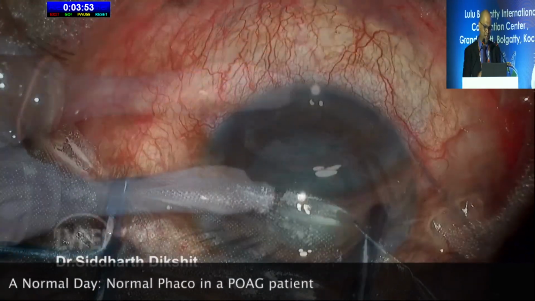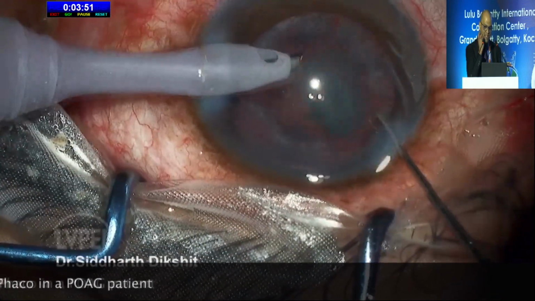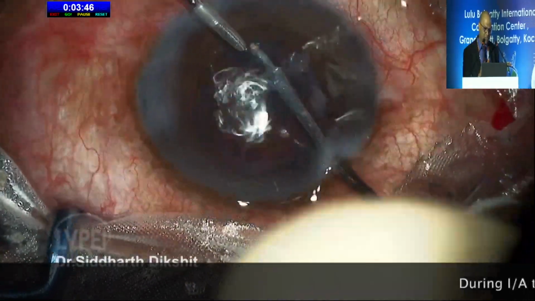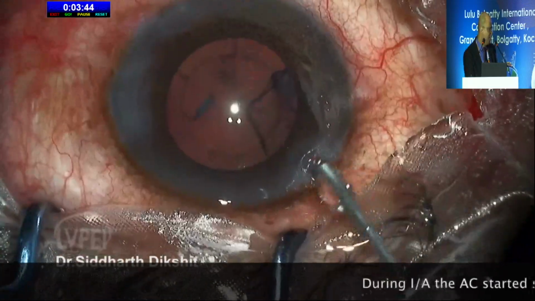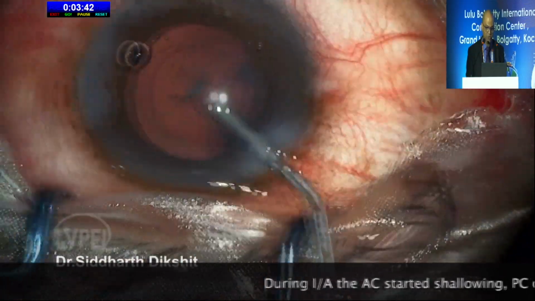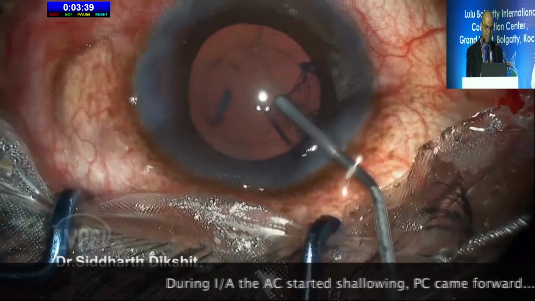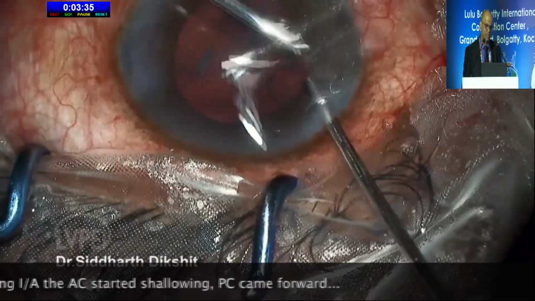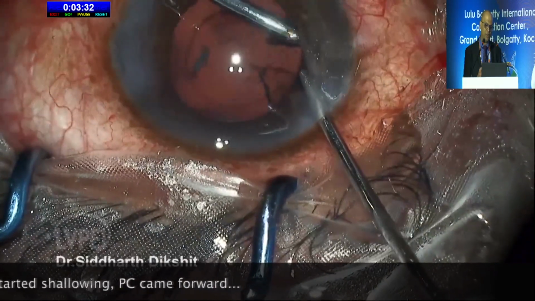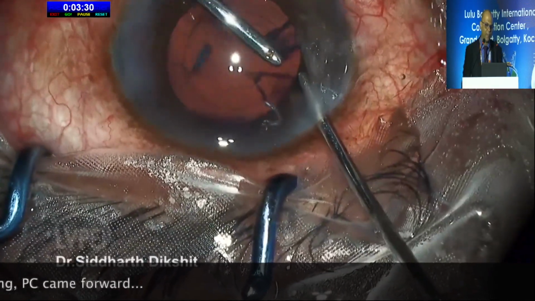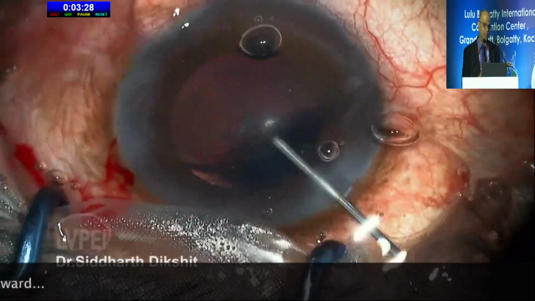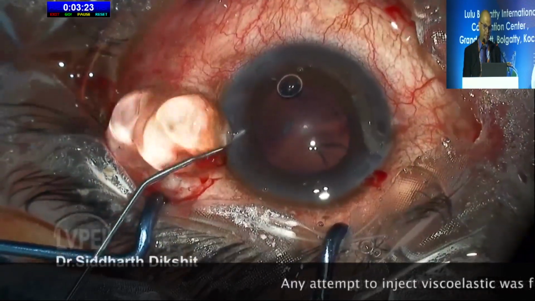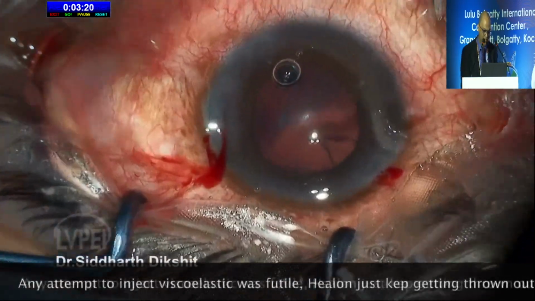Well, it was routine only till I started doing the irrigation aspiration. And during IA, I found that the anterior chamber was shallowing and a floater from mid-vitreous started coming towards the posterior capsule. It became difficult to go ahead with this surgery as the PC was bulging even ahead of the rhexis margin, and it was becoming more and more difficult to proceed without a risk. Any attempts to reposit the iris or inject the viscoelastic into the eye to deepen it failed, and all the viscoelastic was coming out of the eye.